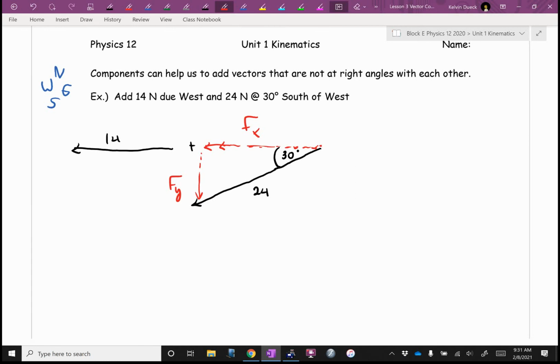Fx, opposite, adjacent, or hypotenuse? What about Fy? 24? Yep. What do you want to find first, Fx or Fy? I don't care. Pick. Fx? Which trig function? Okay.